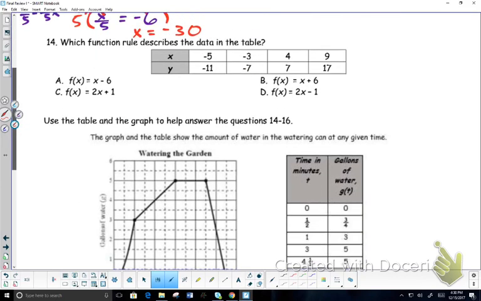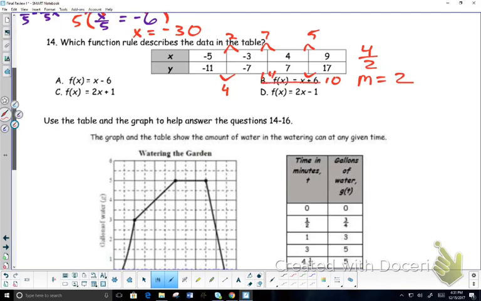Okay, it says, which function rule describes the data in the table? First thing we might want to do is find the slope. So this is going up by 2, this is going up by 7, this is going up by 5. This is going up by 4, this one went 14, and this one went 10. And if you take your y and put it over your x, each one's going to give you 2. So the slope of this line is 2.